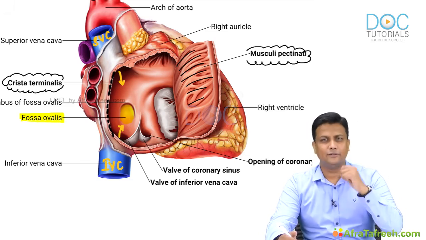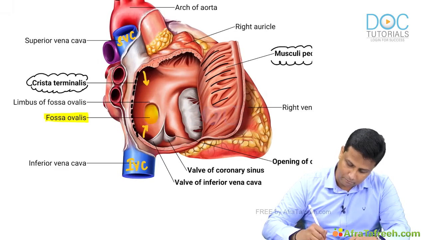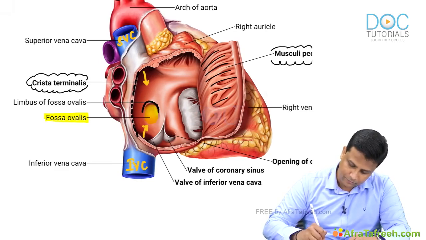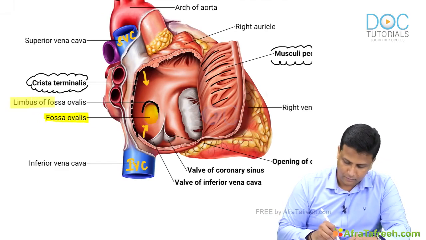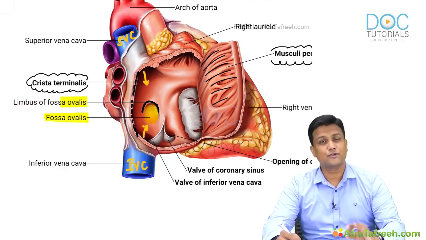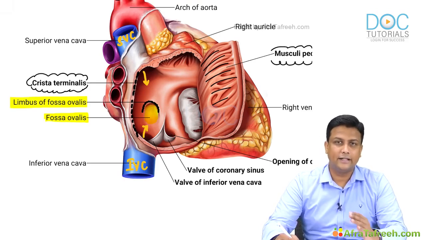Right above the fossa ovalis you will find a margin here, and that is known as the margin of fossa ovalis, or also the limbus fossa ovalis. You can appreciate that on the interatrial septum.